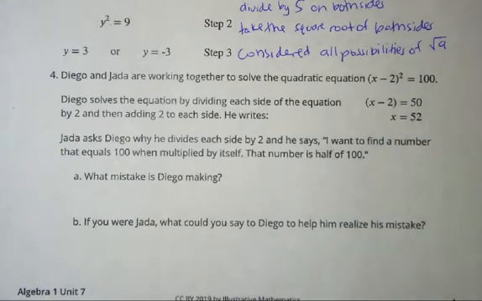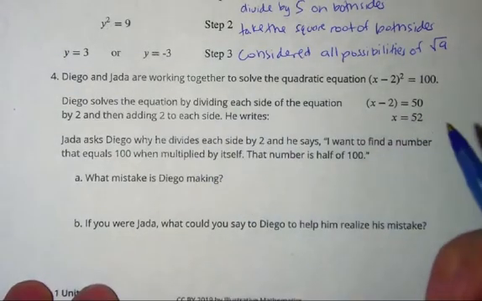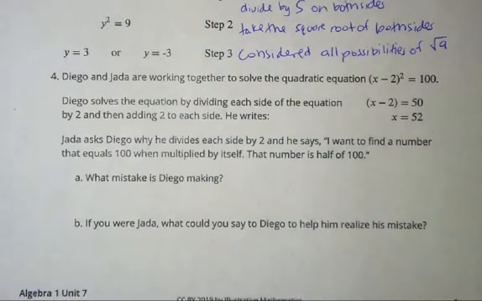Jada asks Diego why he divides each side by 2, and he says, I want to find a number that equals 100 when multiplied by itself. That number is half of 100. What mistake is Diego making? So he is mixing up multiplying by 2 and multiplying by itself.